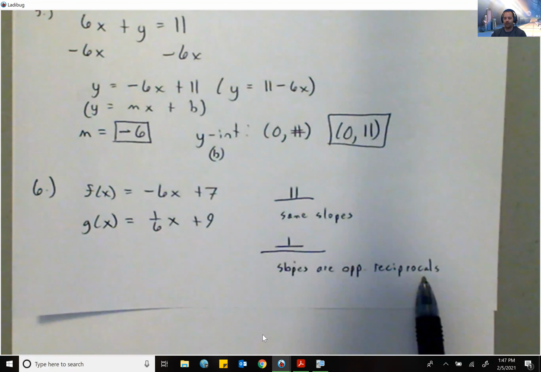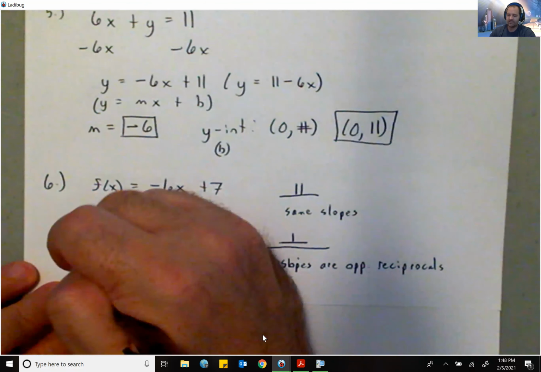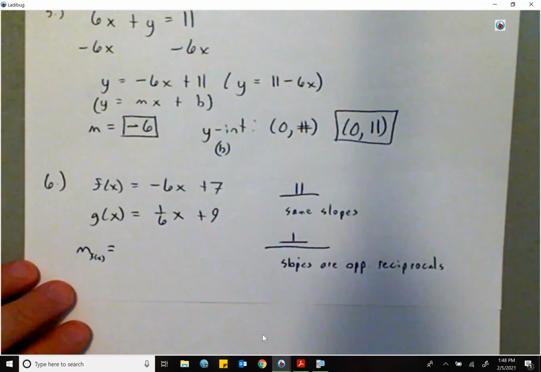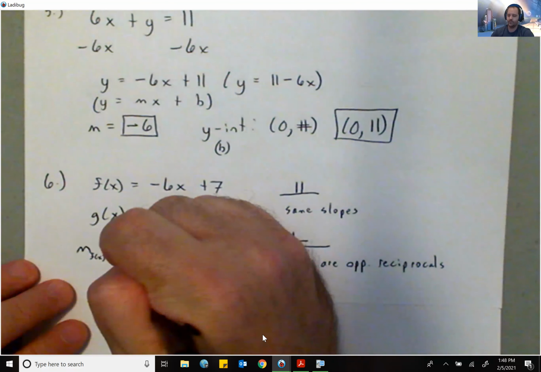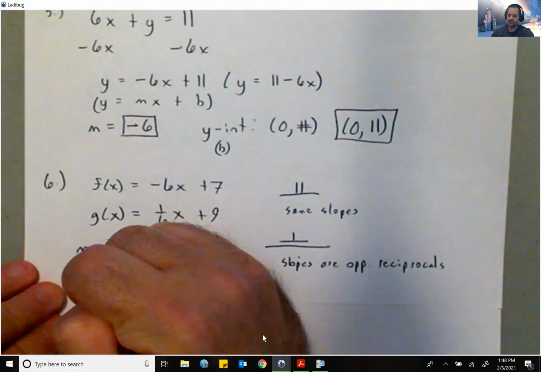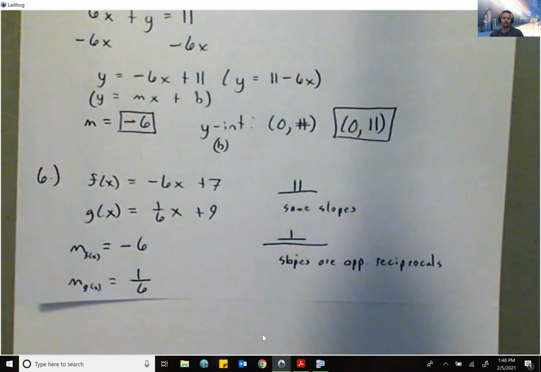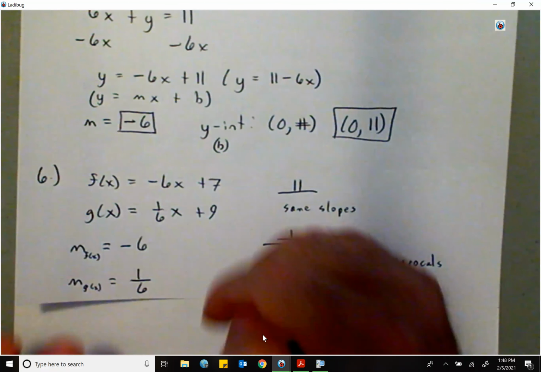So in order to know if these are parallel or perpendicular, I need to know their slopes. What's the slope for f of x? -6. Perfect. What's the slope for g of x? 1/6. Good, because both of these are in slope intercept. If they were not in slope intercept, like above, we would have converted it. So based off of what you see here, are they parallel, perpendicular, or neither? Perpendicular.